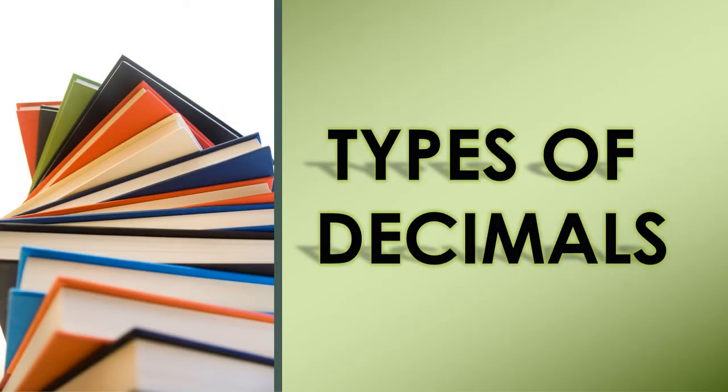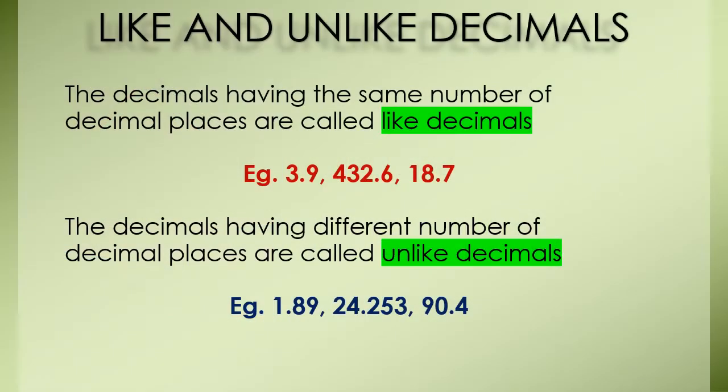Hello children, in today's class we are going to discuss the different types of decimals. Like and unlike decimals. The decimals having the same number of decimal places are called like decimals.